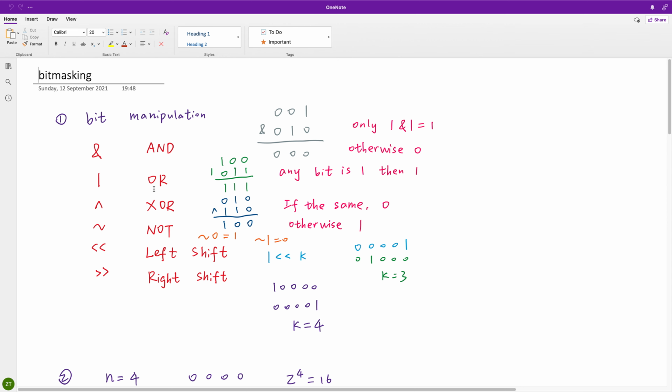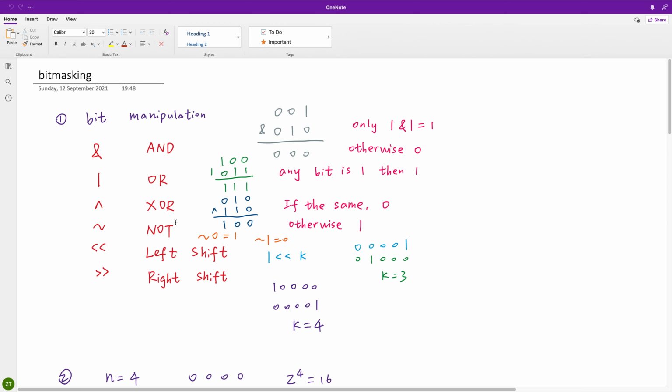The second operator is OR. Let's see this example. 1 0 0 0 0 1 1. The result will be 1 1 1. Why? Because if any bit in a pair is 1, then the result will be 1. So in this example, every pair has one bit set. Actually, a bit being set means that bit is 1. So the result is 1 1 1.